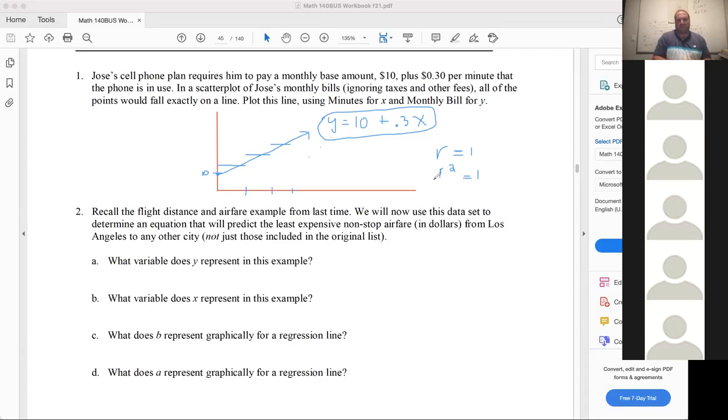Now, recall the flight distance airfare example from the last time. We will now use this data set to determine an equation that will predict the least expensive nonstop airfare from Los Angeles to any city. So we should have this still in our calculator. What variable does y represent in this example? What was our y in this example?